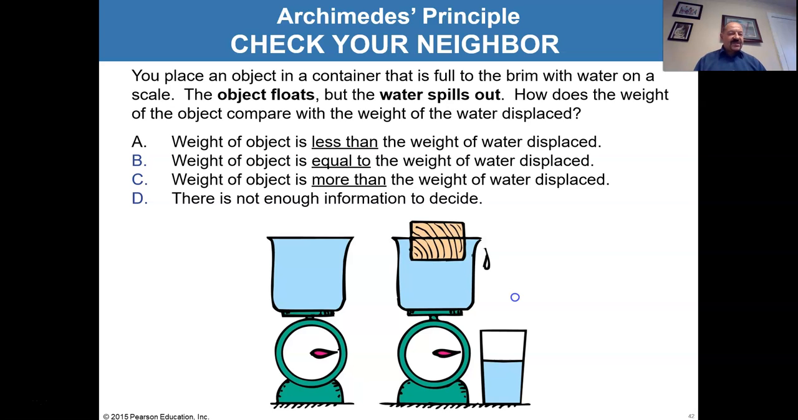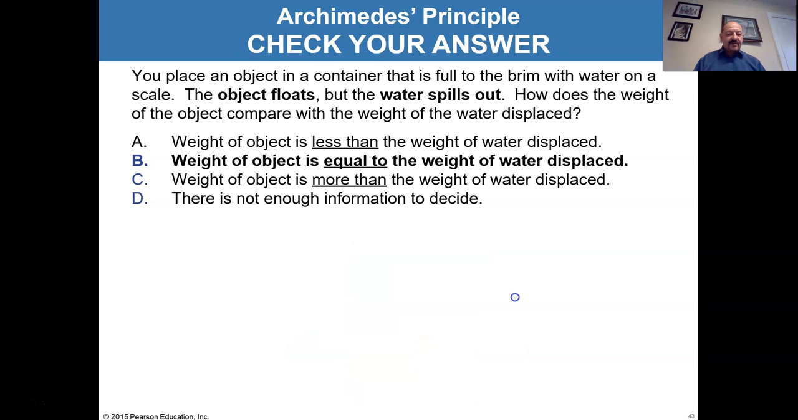The weight is less than the water displaced. The weight is equal to the water displaced. The object's weight is more than the water displaced. We don't have enough information. Well, by now I think you realize whatever is displaced must be exactly equal to the weight if it's floating or if it's hovering. If it's sinking, it's not going to always match.